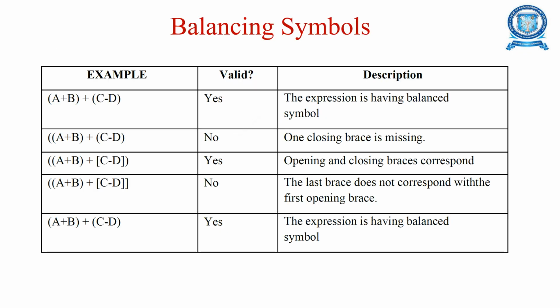Balancing symbols means we have to check whether the expression is balanced. In the first case, a plus b is in braces and c minus d is in braces, so the expression has balanced symbols. In the second case, a plus b is in closed braces and c minus d is in closed braces, and one open brace is at the start, but the brace is not closed. One closing brace is missing, so this is not balanced. Likewise, you have to check the balancing of symbols.